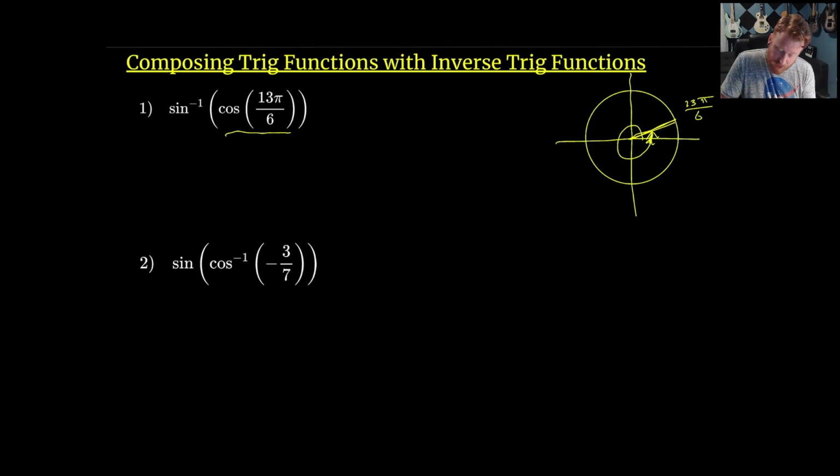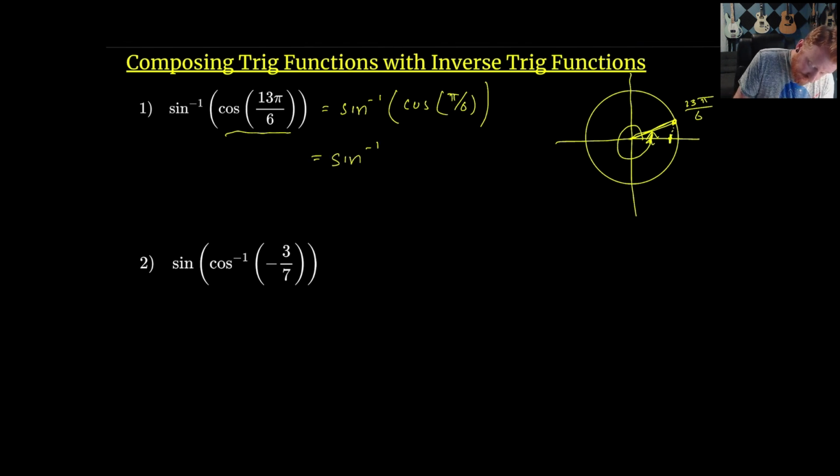And this is coterminal with pi over 6. So I could say that this is going to be the same as the sine inverse of the cosine of pi over 6, just to get things looking a little bit nicer here. I know that the cosine of pi over 6 is going to be the square root of 3 over 2. So now we're looking at the sine inverse of the square root of 3 over 2.